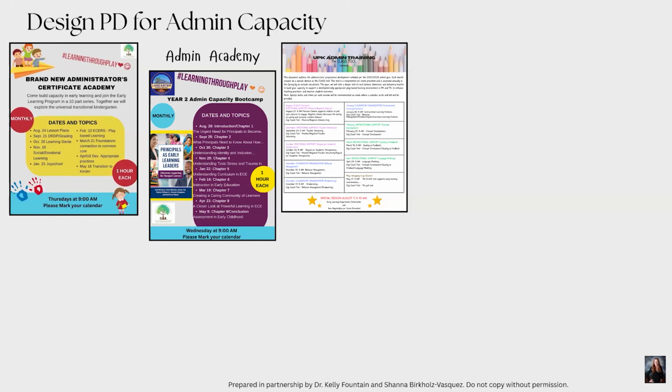So we started year one with an academy that was once a month. They came in and they learned the nuts and bolts of what UTK is, from everything from social emotional learning to developmentally appropriate practice. Second year, we did a book study on Julie Nicholson's book, Principals as Early Learning Leaders. We took one chapter a month and we talked about that book.